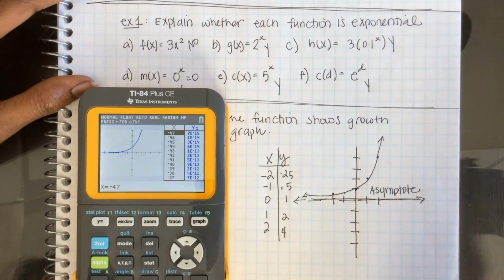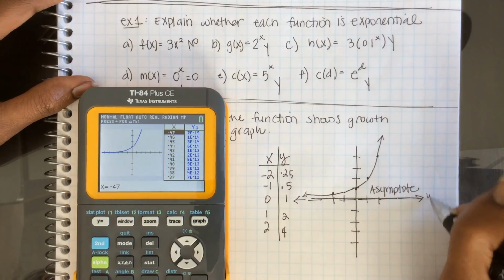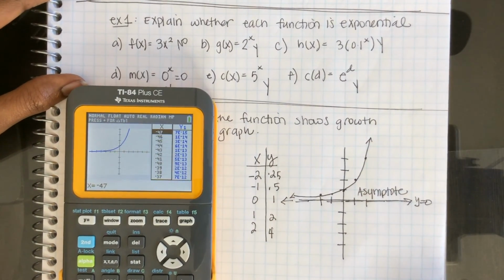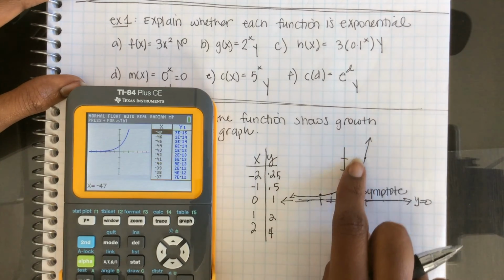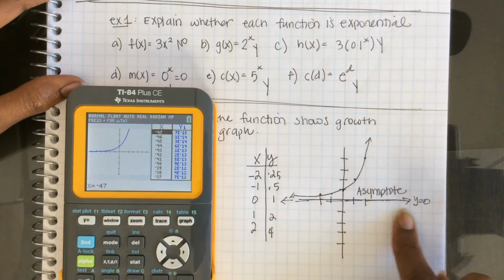Asymptote. Which means it's a y value that my function will never cross. So y equals 0 is my asymptote because my y values will never equal 0. They'll never cross that horizontal line.